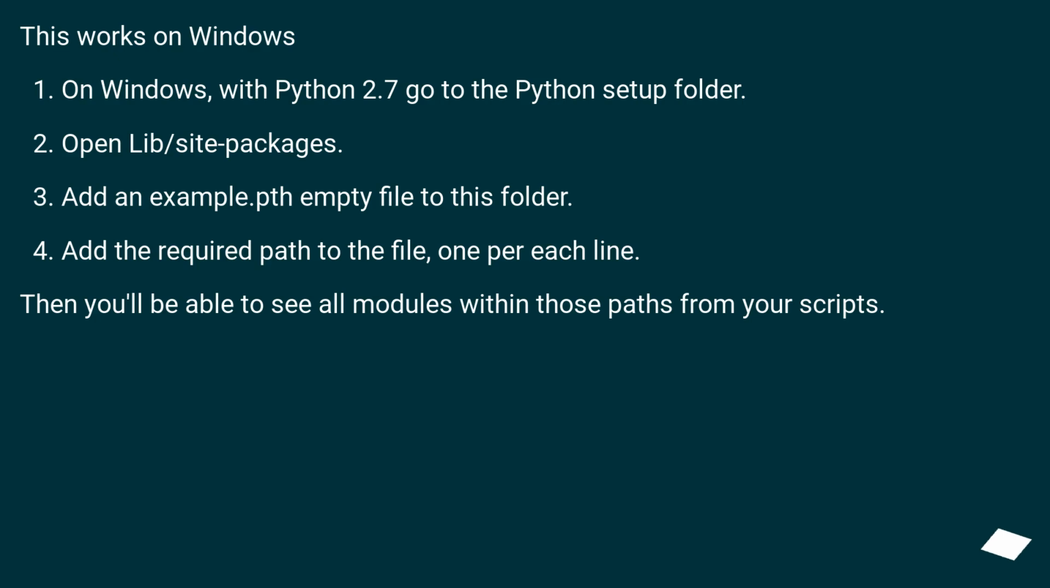This works on Windows. On Windows, with Python 2.7, go to the Python setup folder, open lib/site-packages, add an example.pth empty file to this folder, add the required path to the file, one per each line. Then you'll be able to see all modules within those paths from your scripts.